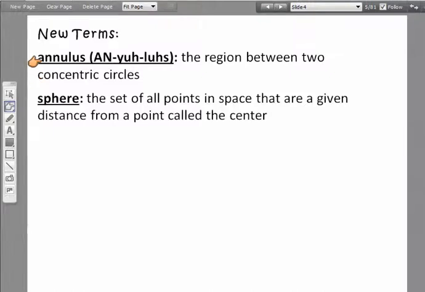Some of the new terms are annulus, that's the region between the two concentric circles, and you'll know what that means when we get to it. And then sphere is the set of all points in space that are a given distance from a point called the center.